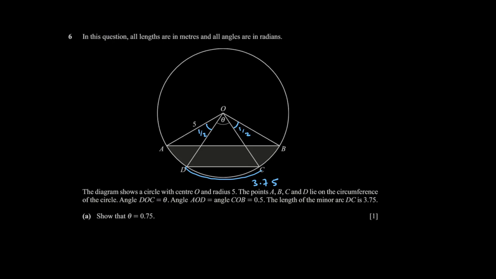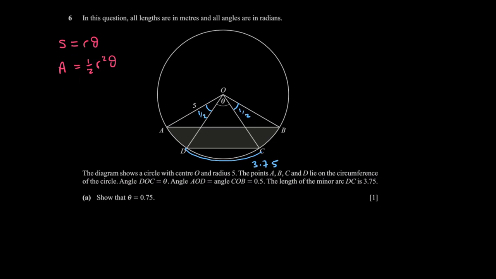Basically, in these questions, there are only two formulas that you need. You need the first one for the arc length, which is equal to r times theta. And the one for the area of the sector is equal to a half r squared theta, right? Those are the two things you need. And the caveat for that is the angle theta must be in radians, okay? So here, what have we got? We have an arc with an angle of theta with a radius of 5, produces an arc length of 3.75. So we just write that in.